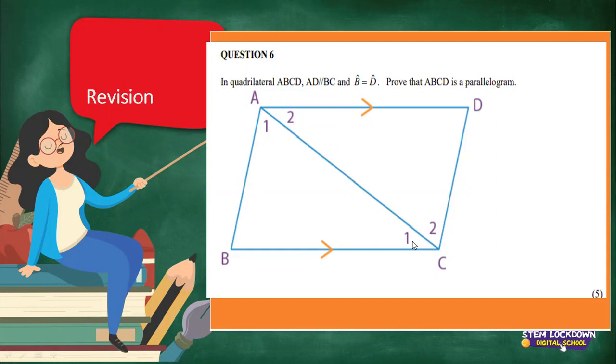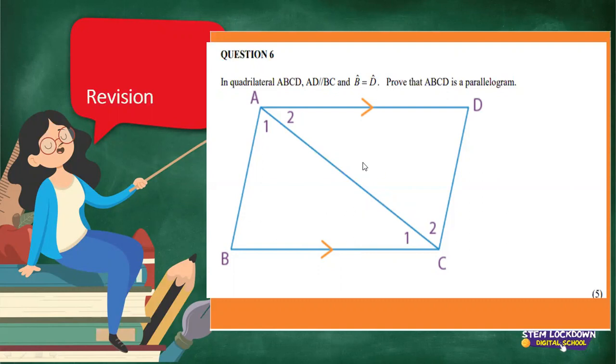Therefore, angle C1 equals angle A2. And therefore, side AD will be equal to side BC, and side AB is equal to side DC. And because this side here is common, they are congruent, they are exactly the same thing.